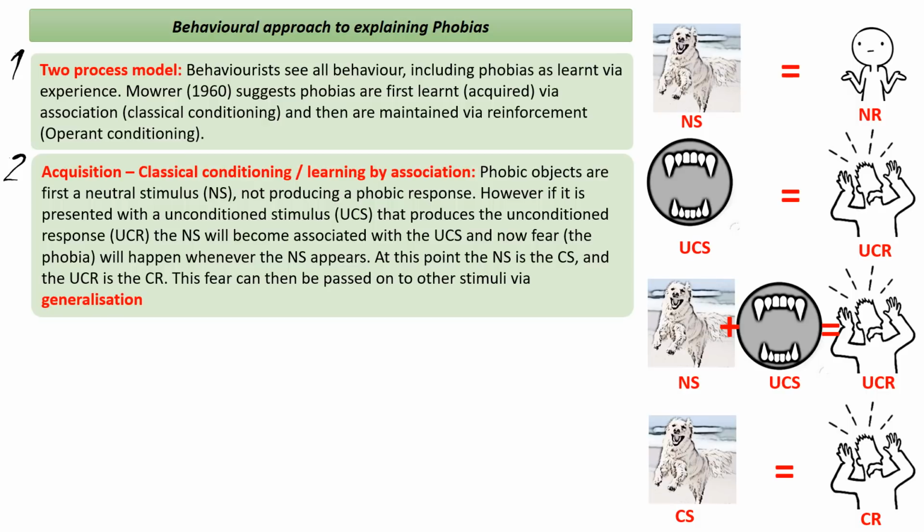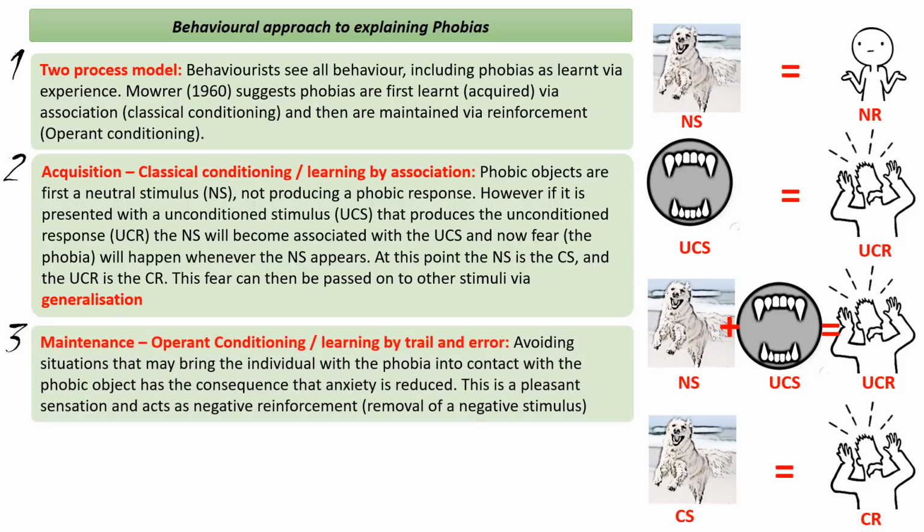Another point to make about this conditioned response is it can also be passed on to other stimuli that are similar to the conditioned stimulus, but not the same. This is through a process of generalization. This is why it's quite common to have a fear of spiders, but also to have this fear generalized onto other insects like millipedes and beetles.